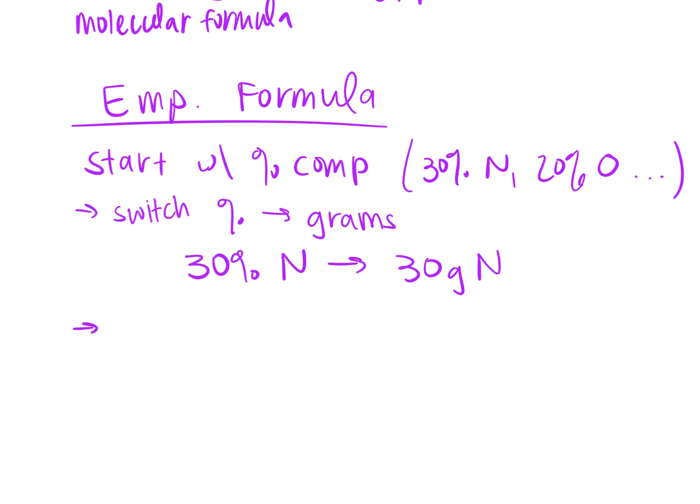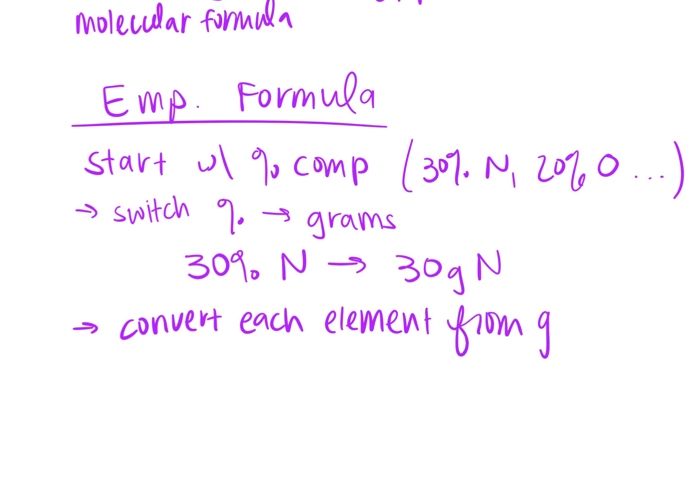Step two is to convert each element from grams to moles. I want to get them all into moles because that allows us to compare quantities in a way that makes sense, right? We can compare apples to apples that way. So I'm going to convert all of them from grams to moles. And we know how to do that. It's just a one-step simple conversion using molar mass. So that conversion is easy.